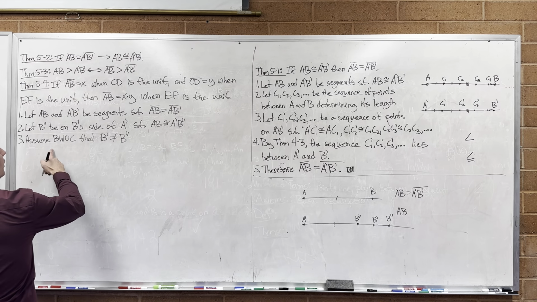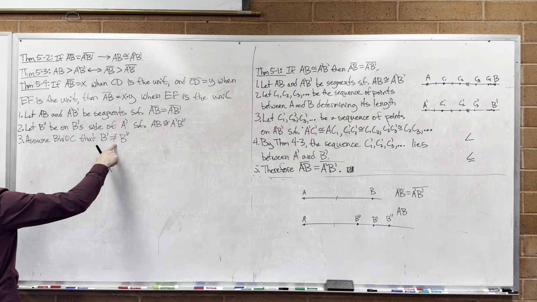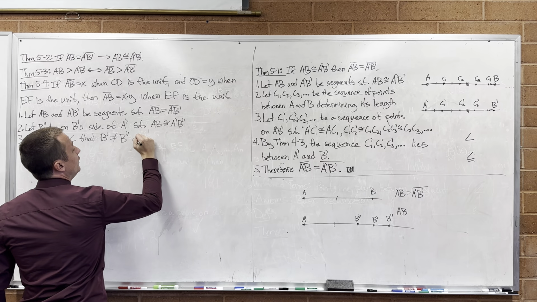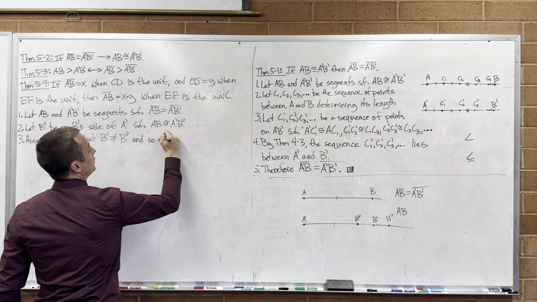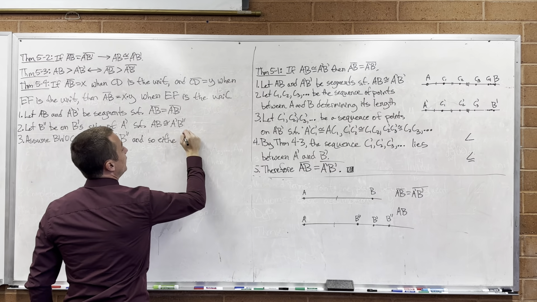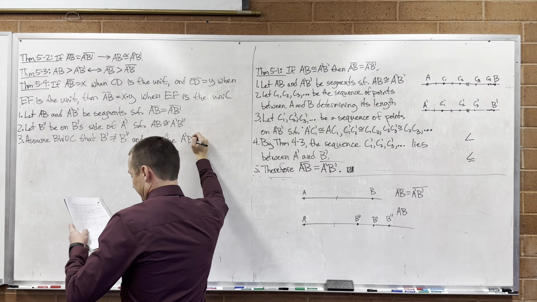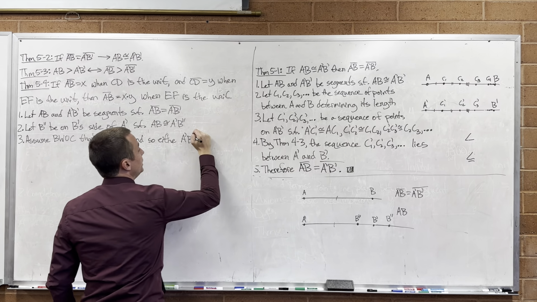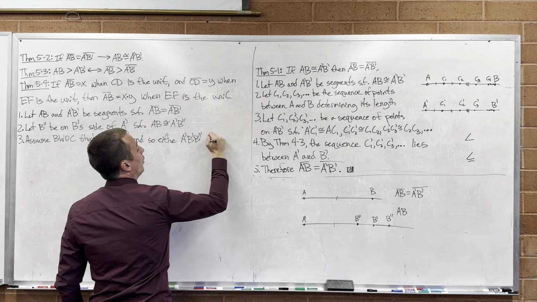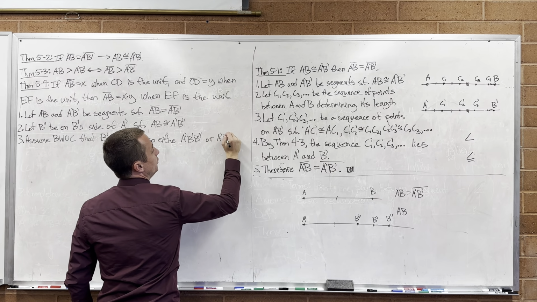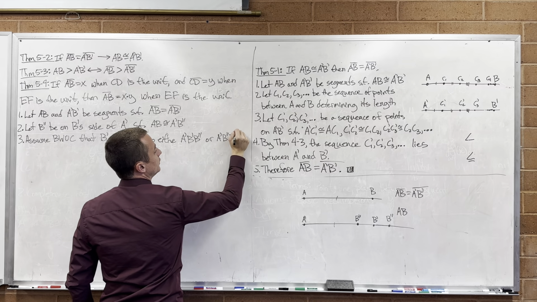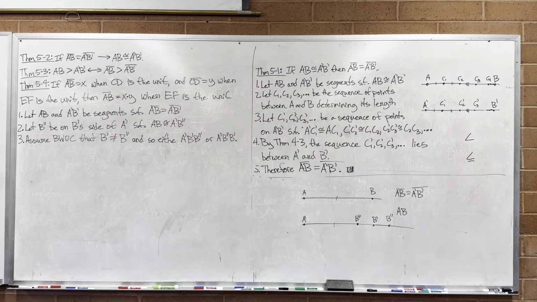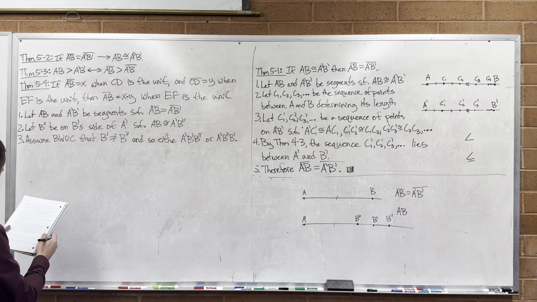Assume by way of contradiction that B prime is not equal to B double prime. And so either we have A prime, B prime, B double prime, or A prime, B double prime, B prime. It doesn't matter which case I handle first. So we have to have one of those two cases.